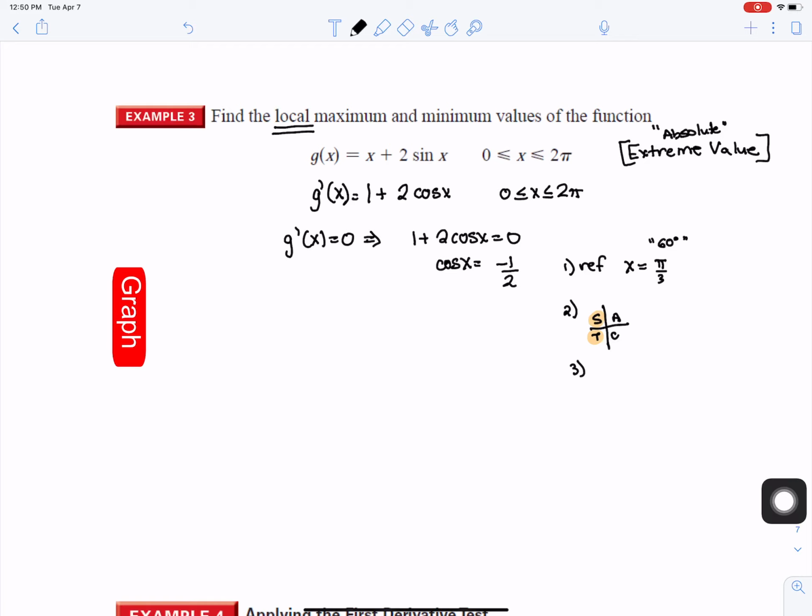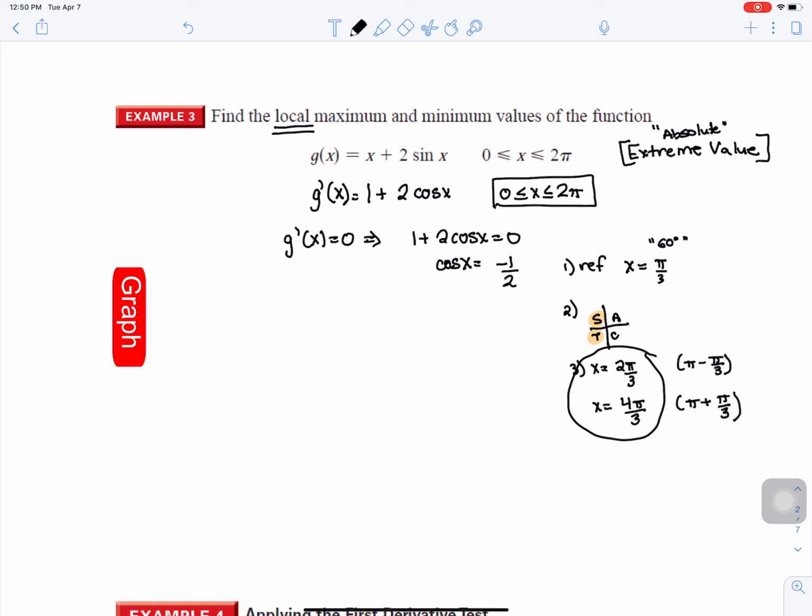And my step 3 is to find my actual rotational angles. So x would equal 2 pi over 3 for quadrant 2, because it's pi minus pi over 3. And x equals 4 pi over 3, which is pi plus pi over 3, and that's our quadrant 3 answer. So these are my two answers in one rotation of the unit circle.